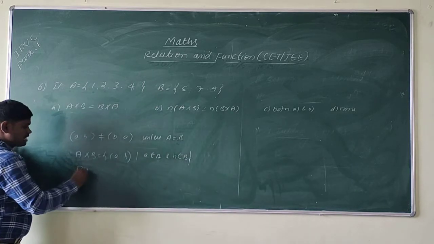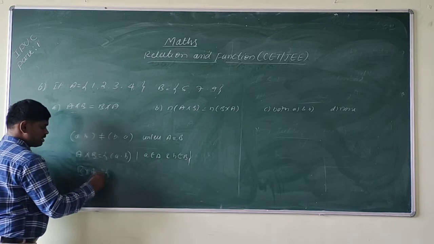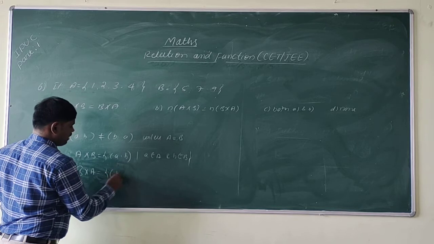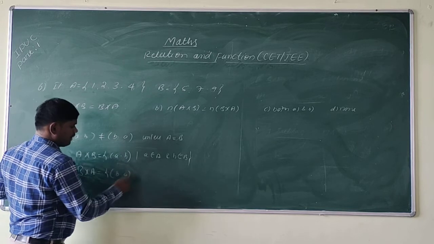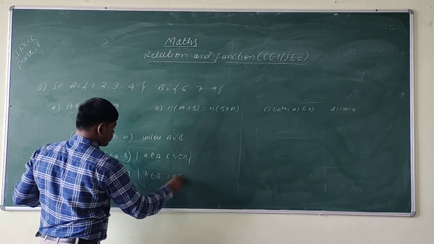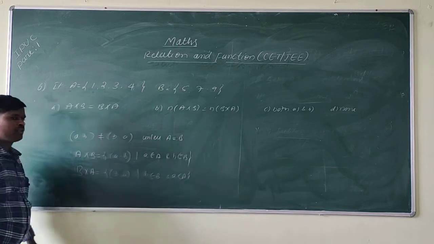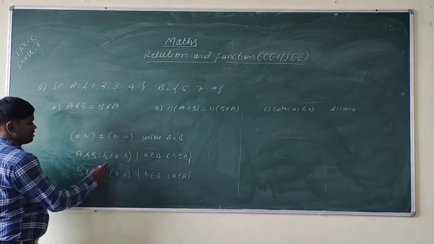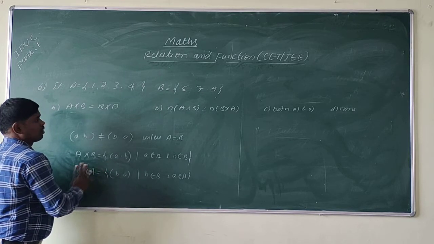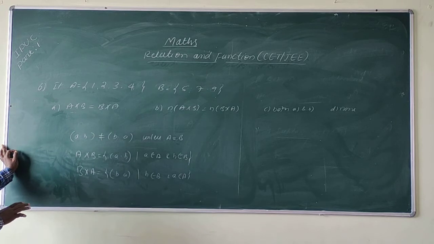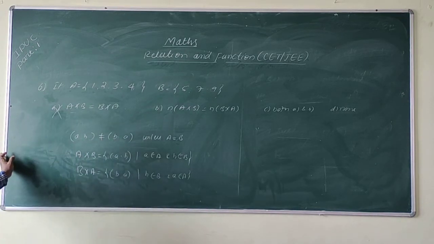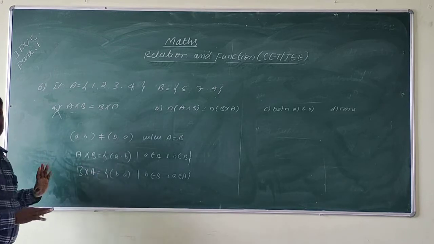So B cross A is equal to what? B cross A is the set of pairs (b, a), such that b belongs to B and a belongs to A. See here, this is (a, b), this is (b, a). So they are not equal. Two ordered pairs are not equal, so this is not the right answer. A cross B is not at all equal to B cross A.